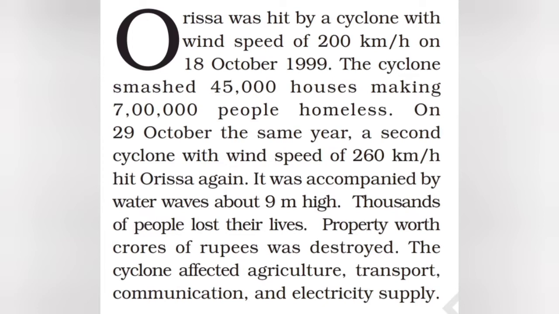On 29 October the same year, a second cyclone with wind speed of 260 km per hour hit Odisha again. It was accompanied by water waves about 9 meters high. Thousands of people lost their lives. Property worth crores of rupees was destroyed. The cyclone affected agriculture, transport, communication, and electricity supply.